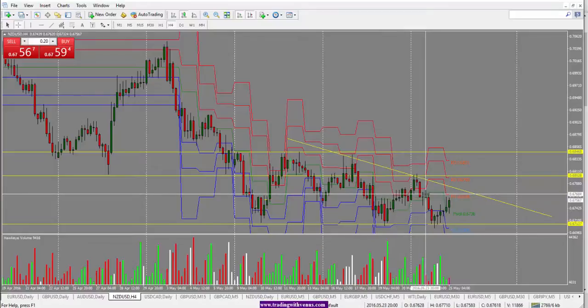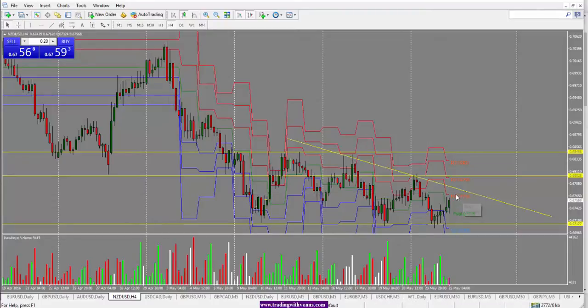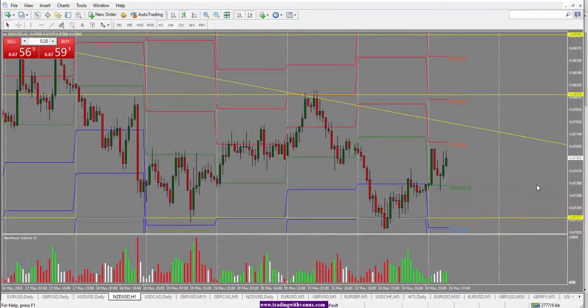This is the support and resistance area. It's a nice support and resistance area. We may also see a selling opportunity at R1. So if we see any reversal patterns here at R1, that could provide us a selling opportunity as well.